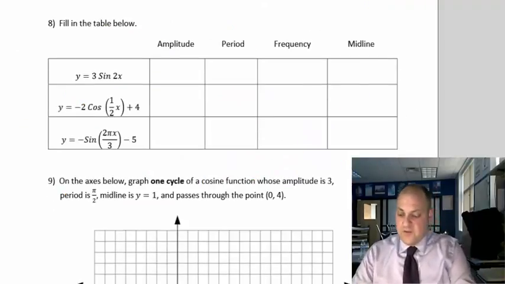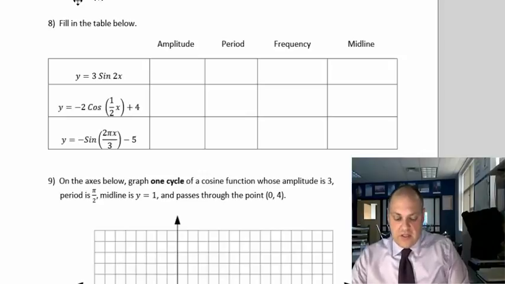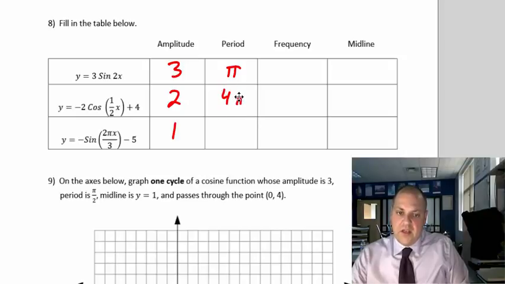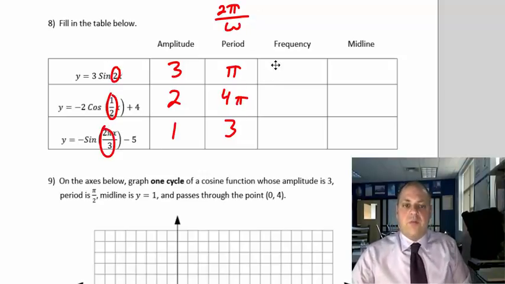All right, we're going to fill in this table here on page 2. I already did this ahead of time. We've got 3, 2, 1 for the amplitude. Hopefully you did this ahead of time. Period is pi, 4 pi, and then 3. Remember, period, guys, is 2 pi over w. W is 2, W is 1/2, W is 2 pi over 3. So use 2 pi over w to figure those out.